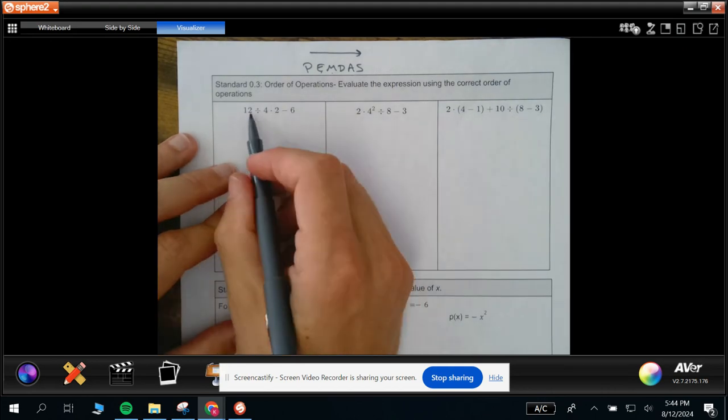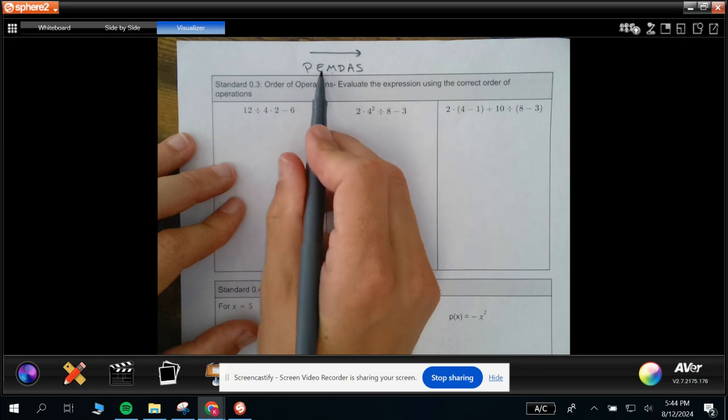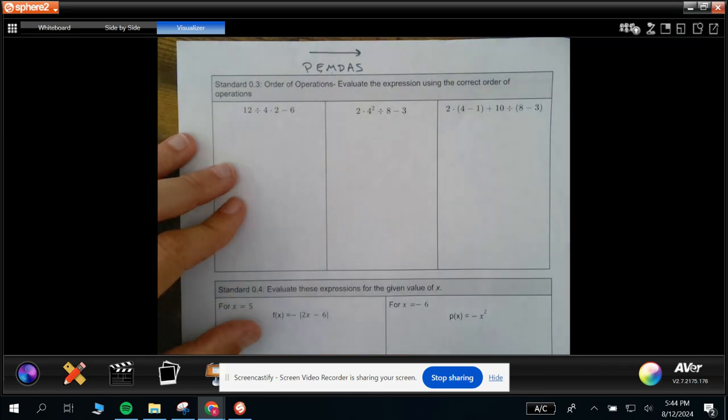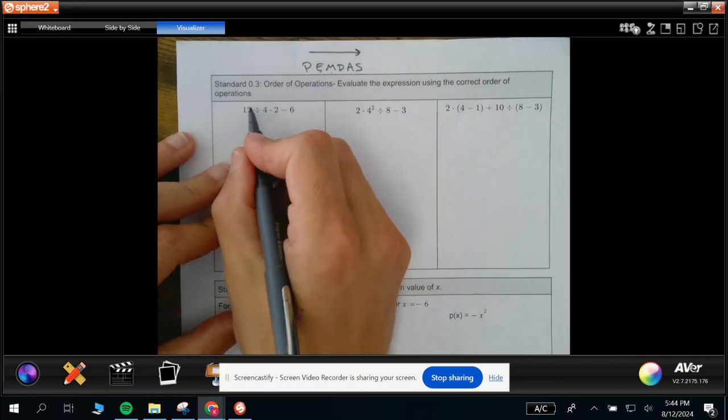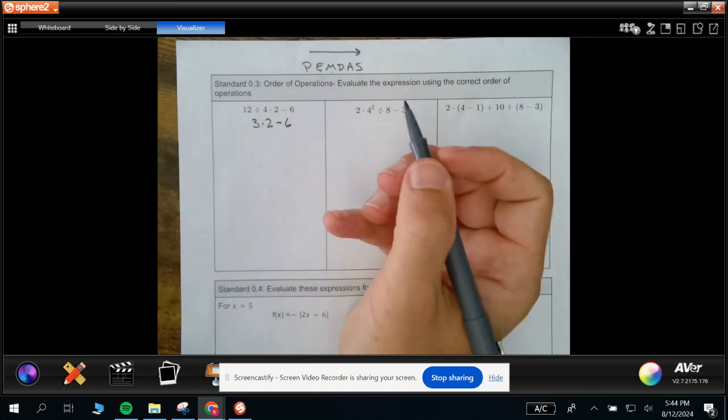Well, let's work left to right. Do I see parentheses? No. Do I see any exponents, those little numbers up top? No. I do see multiplication and division. So those we work left to right. So first step, what do we see? We see 12 divided by 4. That's 3. I'm going to encourage you just to write out one step at a time.